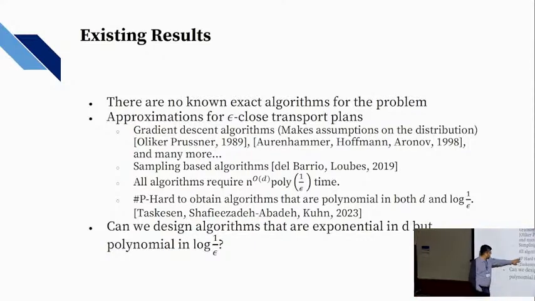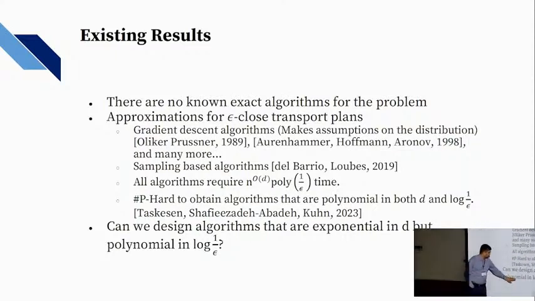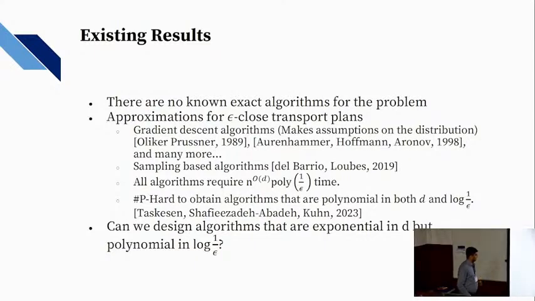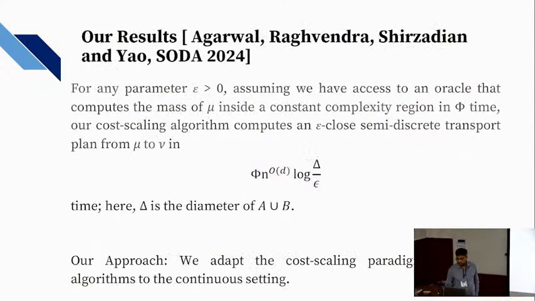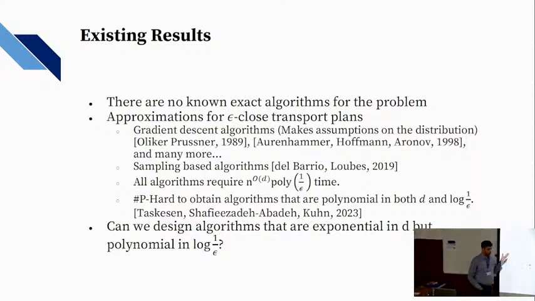It's known that it is sharply hard to obtain algorithms that are polynomial in both d and log 1 over epsilon. So the question that we asked is, can we design algorithms that have an exponential dependence in d, but whose running time is polynomial in log 1 over epsilon, and not polynomial in 1 over epsilon like the previous algorithms? D is the dimension of the space in which the distribution lies.